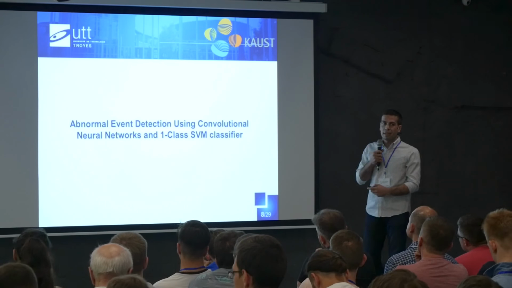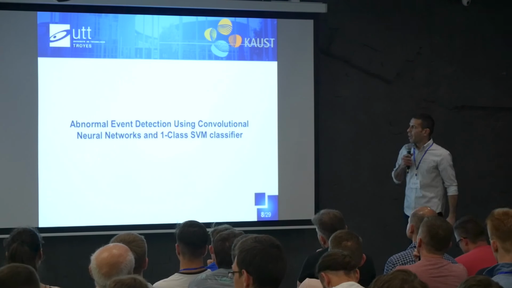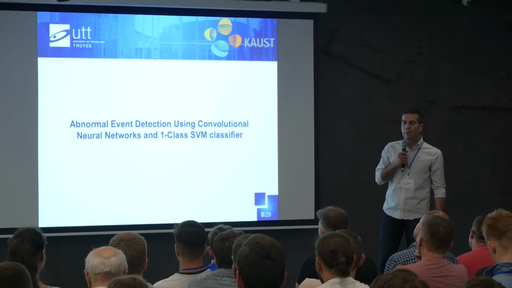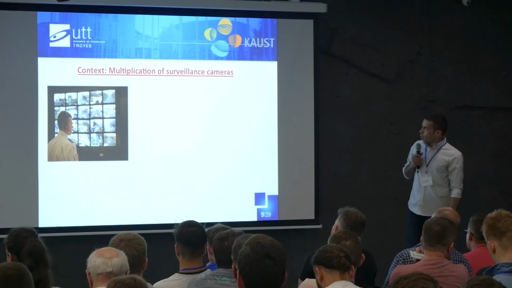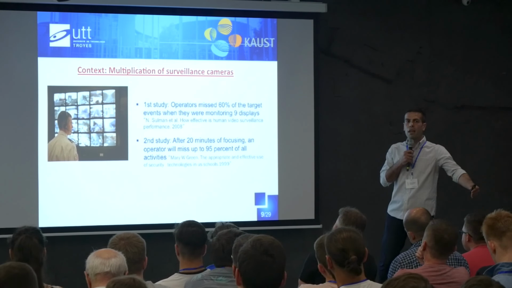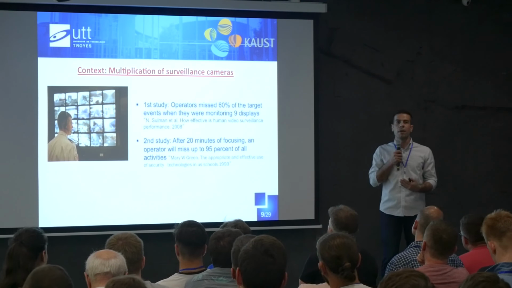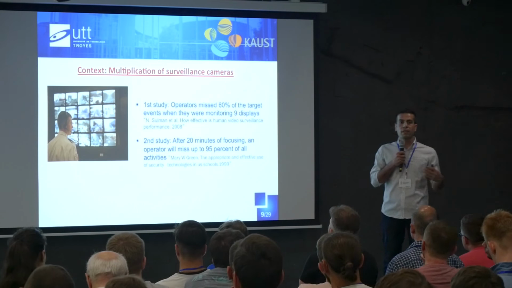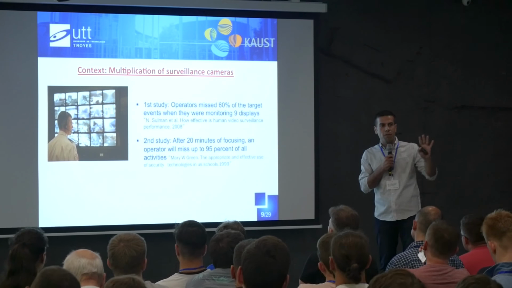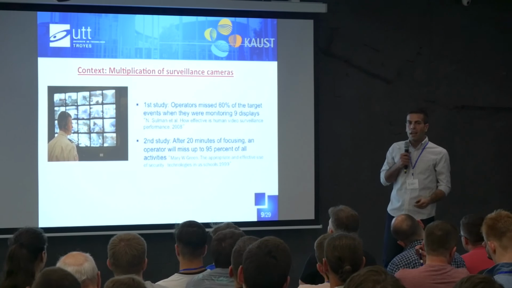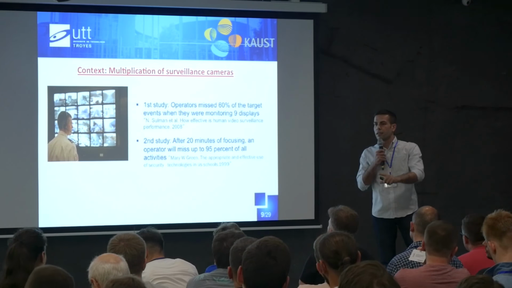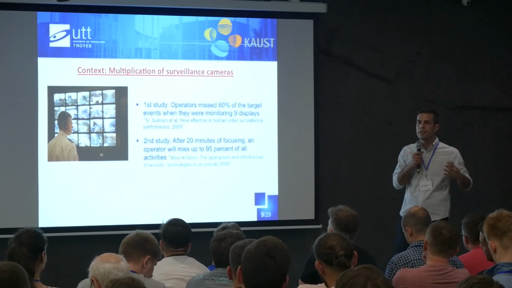So one of the research works is online abnormal event detection using CNN, convolutional neural networks, and one-class SVM classifier. In the research, from 1995 till 2010, there are two interesting papers. In the first study, the operator, the person in front of the screens controlling the events in the videos, missed 60% of the targets if he watched 9 screens at the same time. That means he is really losing 60%.